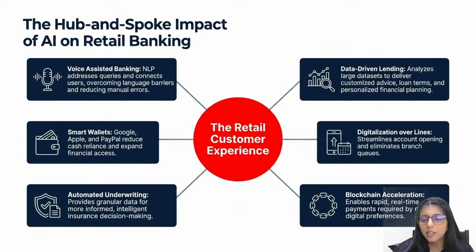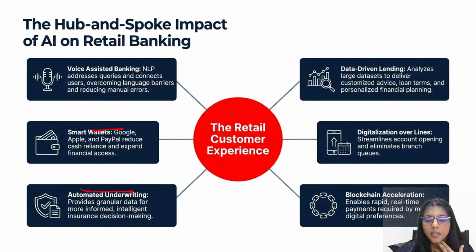Benefits of artificial intelligence technology in banking and finance are voice assistant banking, smart wallets, automated underwriting, data-driven lending, digitalization of online services, and blockchain. Voice assistants remove language barriers and reduce manual errors, for example a voice command for a balance check or transaction. Smart wallets are like Google Pay and Apple Pay. Automated underwriting is where AI evaluates the customer data for a loan or insurance. Then data-driven lending.